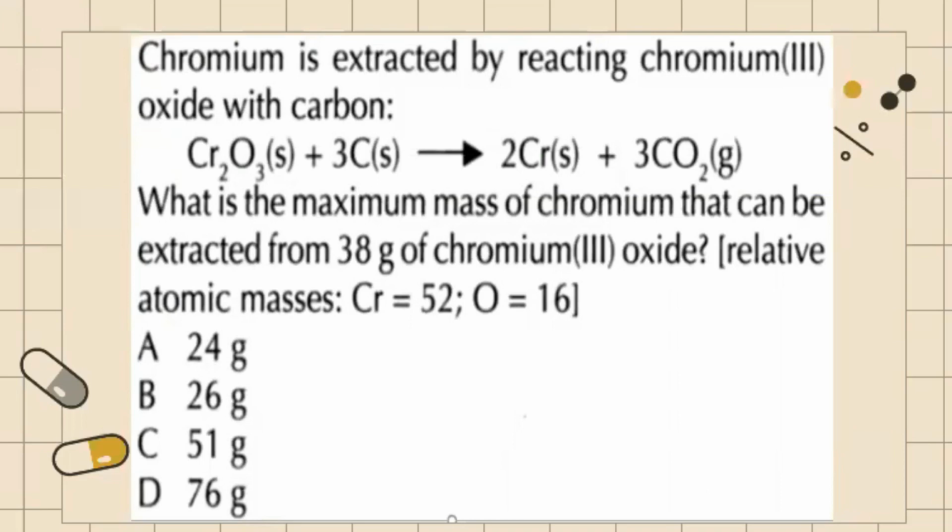What does maximum mass mean? Maximum mass is the theoretical mass of chromium, okay? Theoretical mass is the calculated amount of the product. We can calculate this mass. The maximum mass of chromium means the theoretical yield, the calculated amount of chromium. How can we find this mass?